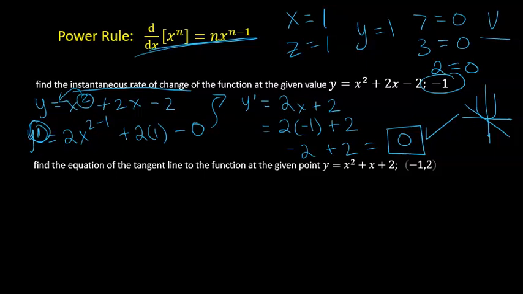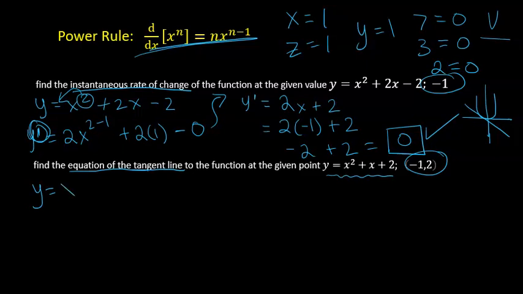Find the equation of the tangent line of the function at the given point, right? So when you see the word tangent line, just know that we're going to be dealing with slope and mx plus b, or like y minus y1 equals m times x minus x1. We're going to be dealing with those things. So when you see this, what it's asking you to do is find its derivative. And then we're going to apply these points into it.